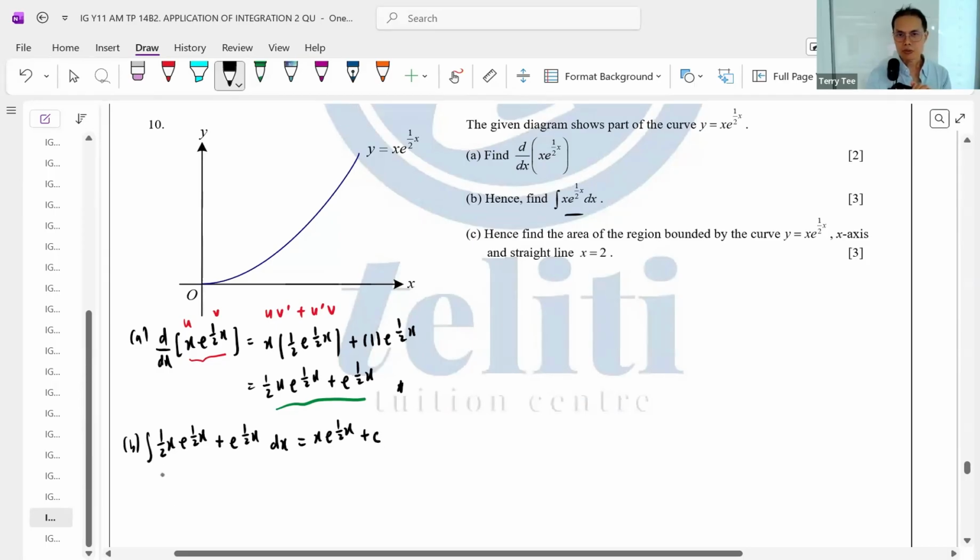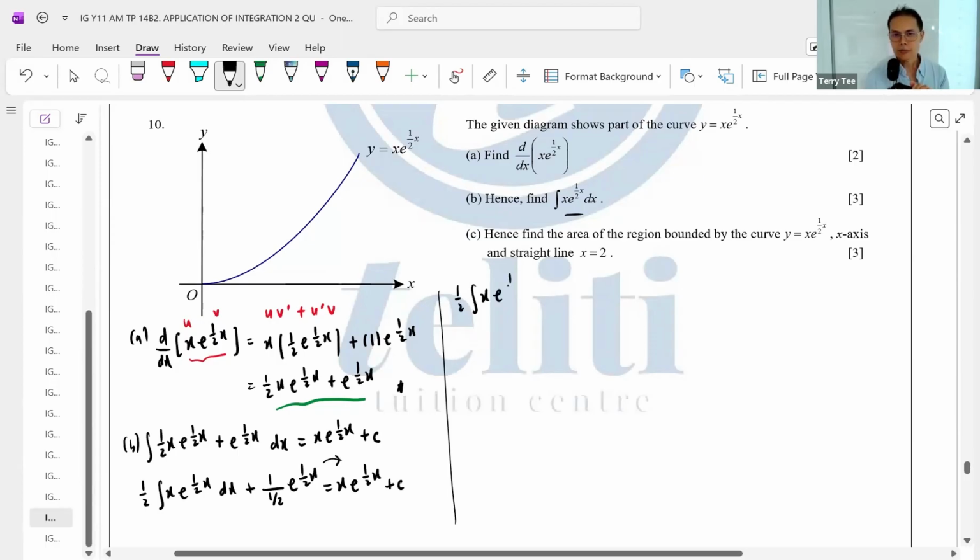Now I'm going to split them into 2. So you can take out half here with the x e power half x dx. This one we can integrate. When you integrate this, it's going to be 1 over half of e power half x. This is x e power half x plus c. I'm going to transfer this to the right hand side. Keep your half x e power half x dx.